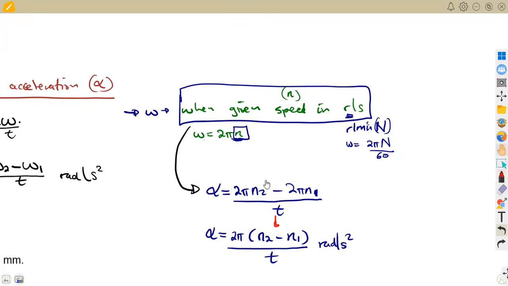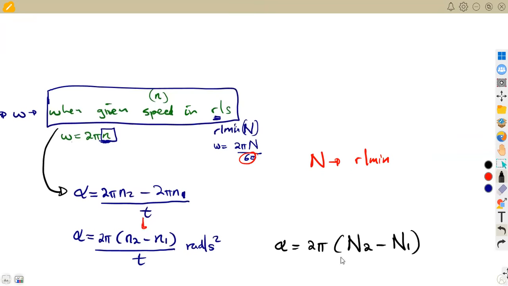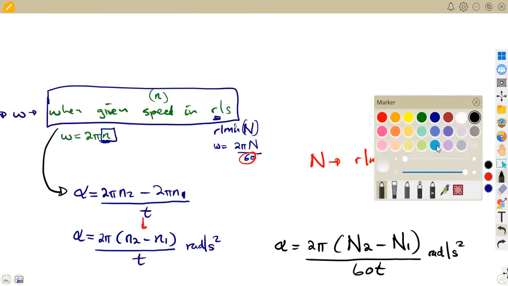All right. If you are given your speed in revs per minute, it means we are going to have the same formula, but now we have to divide by 60. Remember, I said you divide by 60. So therefore, our angular acceleration is going to be given as 2 pi (n2 minus n1) over 60t, having our answer again in rad per square second. So these are the formulas that are very, very important.